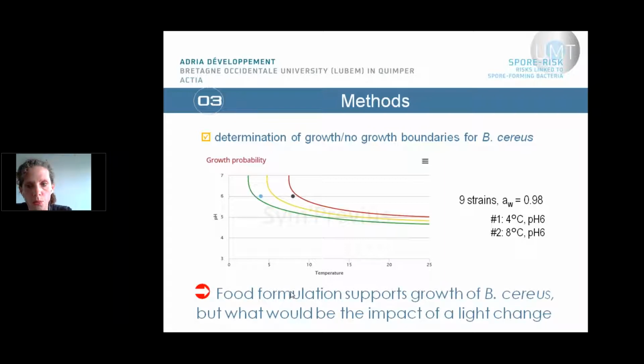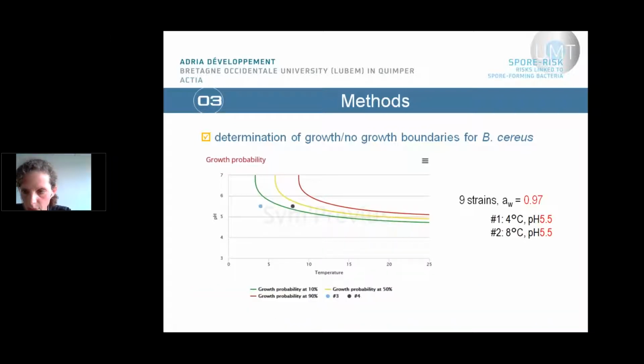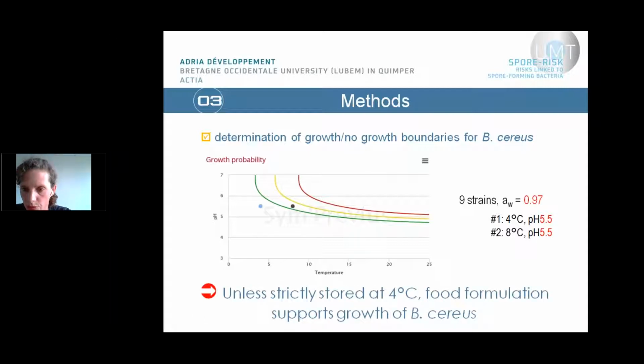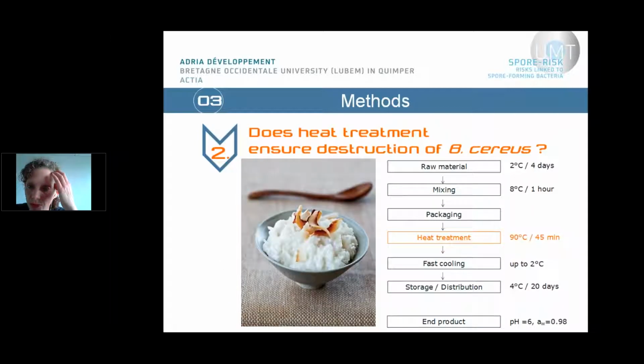Will a small change in the formulation impact these results? You see, if I change here the water activity, the lines are a bit different. For case scenario 1, if my product is stored at 4 degrees, I am in the safe area below this green line. If I'm not sure about the refrigeration condition, I am in the condition supporting growth. So unless strictly stored at 4 degrees, the food formulation will support the growth of the microorganism.